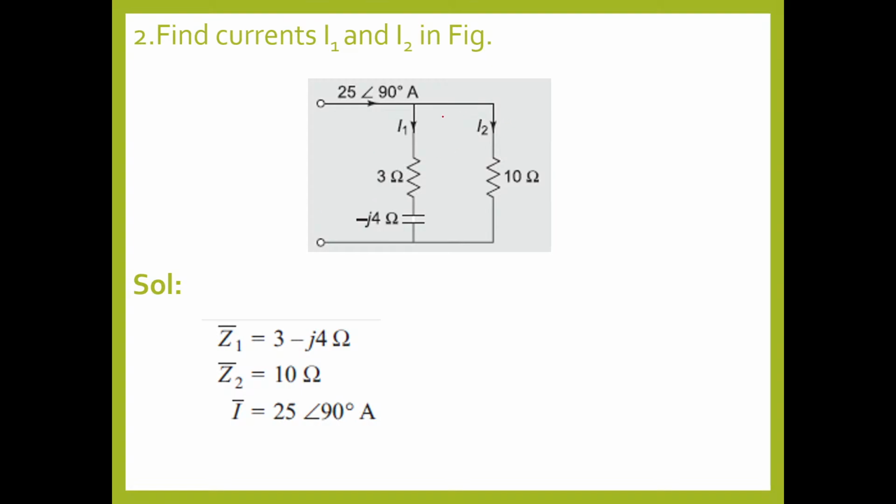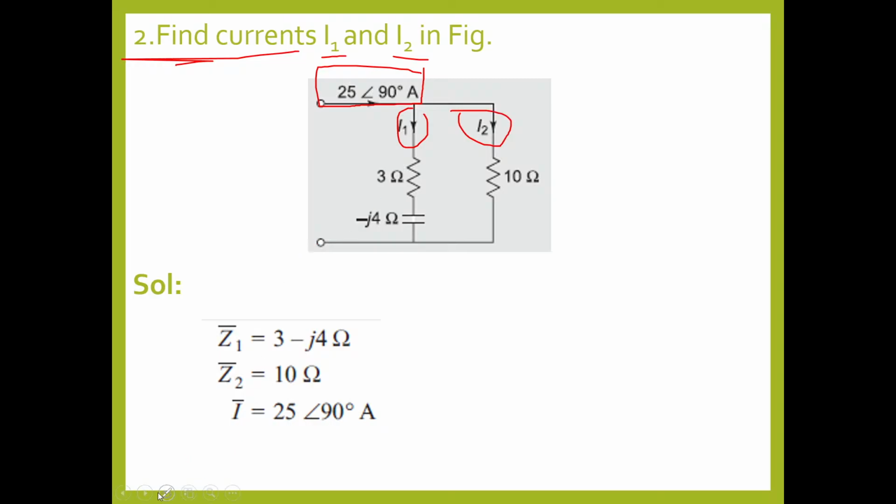Now let us consider one more numerical problem. I will discuss this and I will conclude this session. In this you can see current is given as 25 at an angle of 90 degrees. They have asked us to determine I1 and I2. This is I1, this is I2.